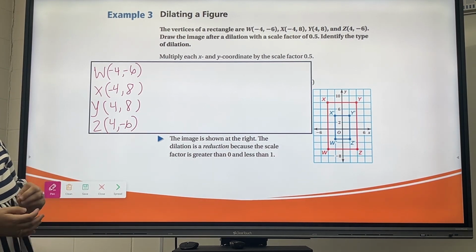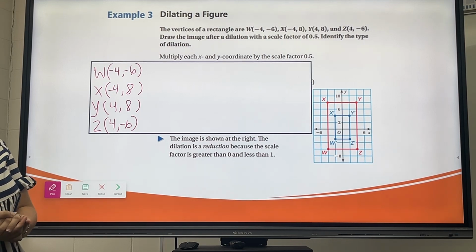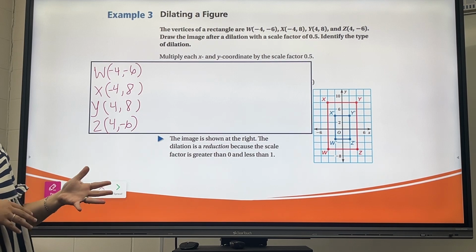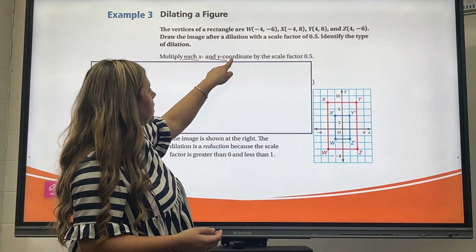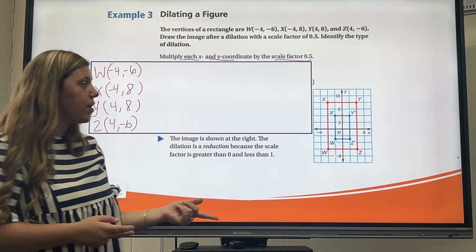This question says draw the image after a dilation with a scale factor of 0.5. It's already drawn over there for us, but we're doing the math behind all of this. So the rule says to multiply each x and each y by the scale factor of 0.5. Now let's talk about that scale factor for a second.